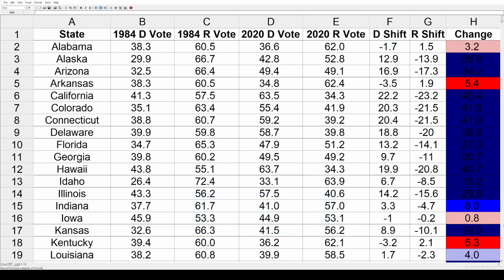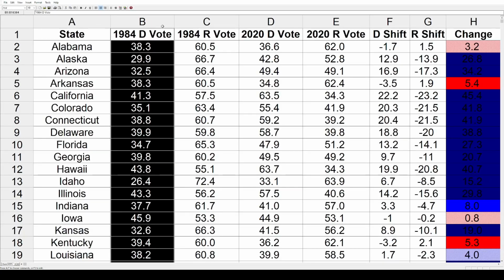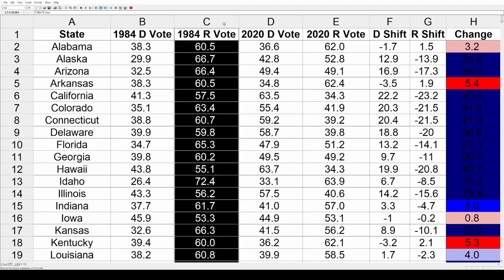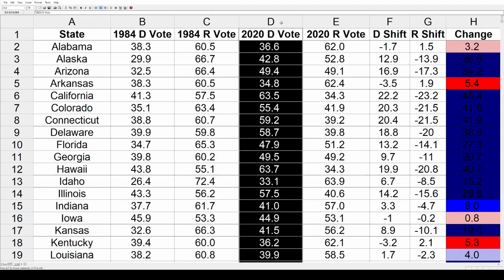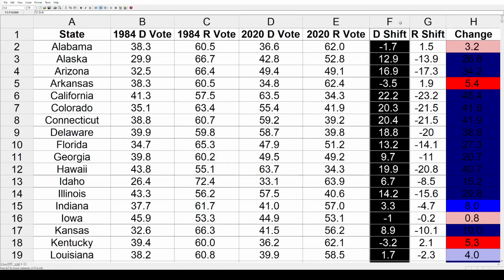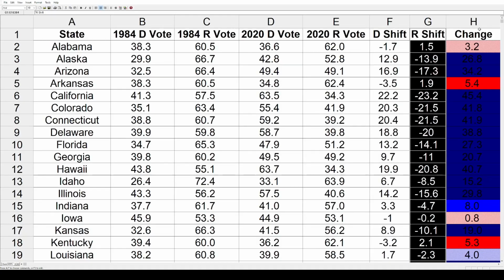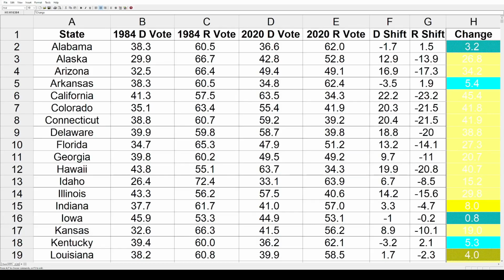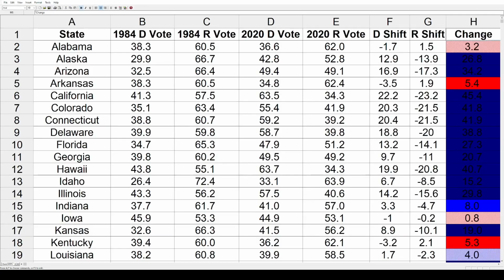So I've got the usual spreadsheet that I've made here. In the first column, we have the states. The next column is the 1984 Democratic vote. That's Walter Mondale. Followed by the 84 Republican vote. That is Ronald Reagan. The next column is the 2020 Democratic vote, Joe Biden, followed by the 2020 Republican vote, Donald Trump. Then we have the Democratic shifts between those two elections, followed by the Republican shifts, and finally the last column, that is the net change between the two parties, between the two elections.